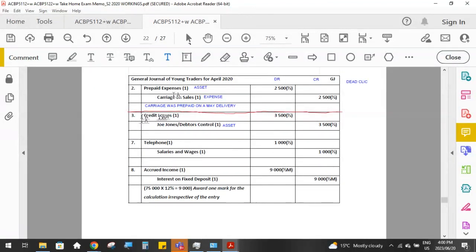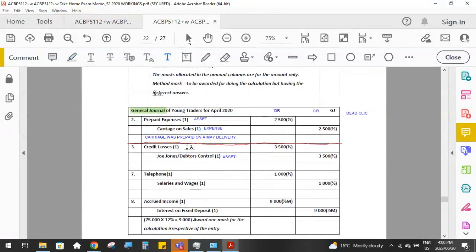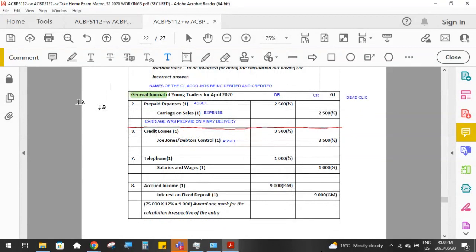Remember, what goes into this details column in our general journal must contain the names of the general ledger accounts that are being debited and credited. Not a description or a story, but the actual official name of the account, and only the name of the account. Okay, so now we're going to debit credit losses, which is an expense account.